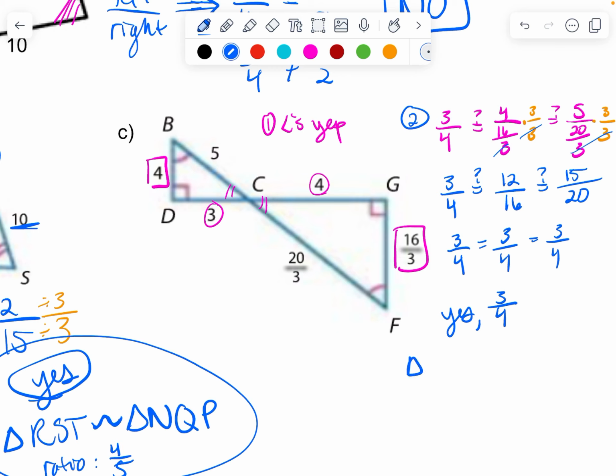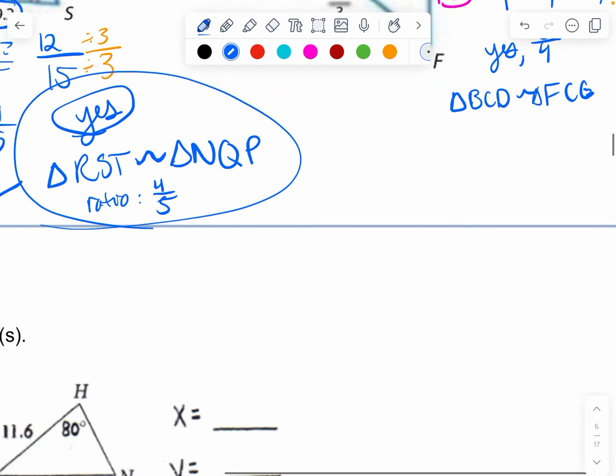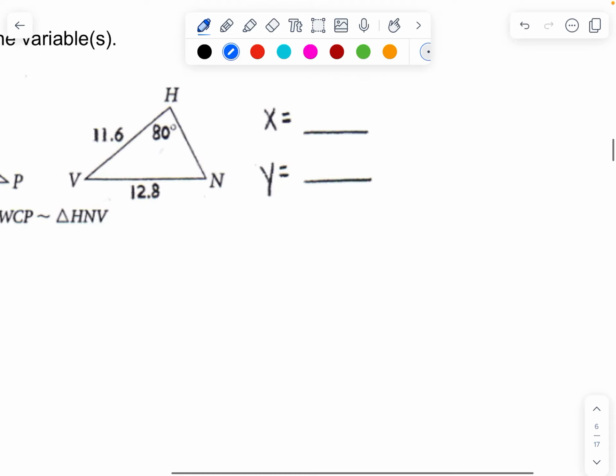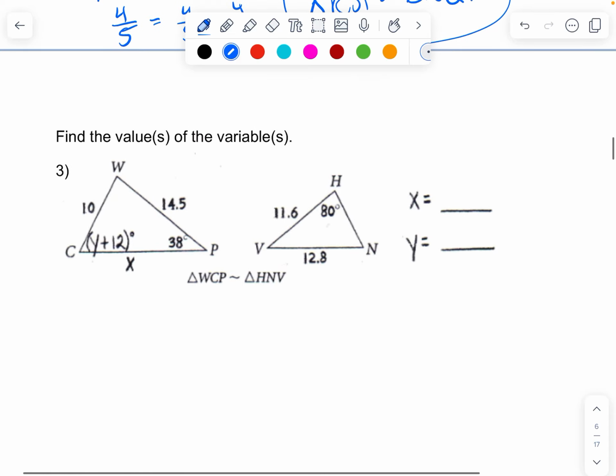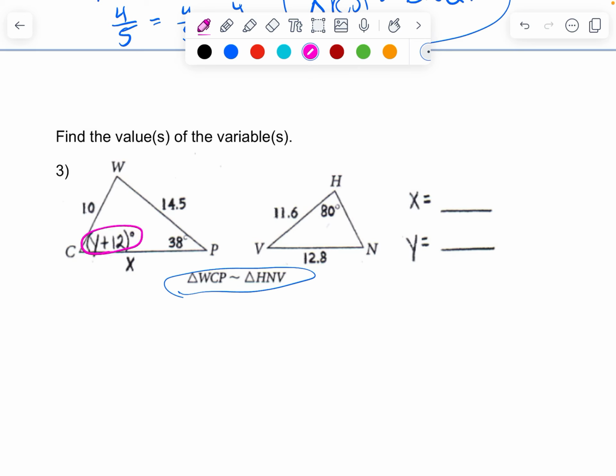And I'm going to do the triangles. So I'll go BCD is similar to triangle FCG. Okay, then with these, you're just going to be solving. So they tell you they're similar. I usually do the angles first. So here's C. C is in the middle. It's going to pair with N, which of course I don't have, so that's fun. But I know that the angles are the same.